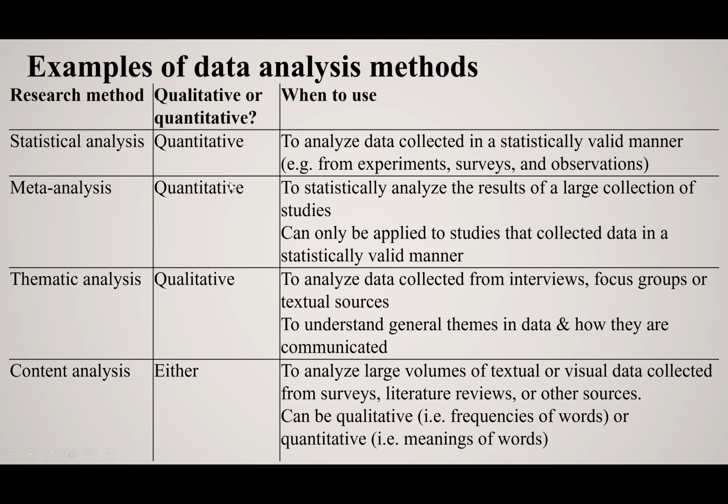So here are examples of data analysis. Statistical analysis is quantitative. Meta-analysis is quantitative, while systematic review is qualitative. Remember, meta-analysis is quantitative because you are taking the raw material. Thematic analysis is qualitative because you're collecting data from interviews, focus groups, or textual resources. Content analysis is another example. A systematic review can be either quantitative or qualitative.